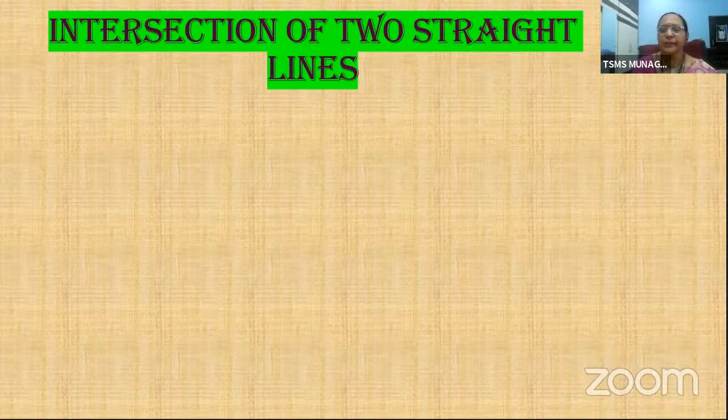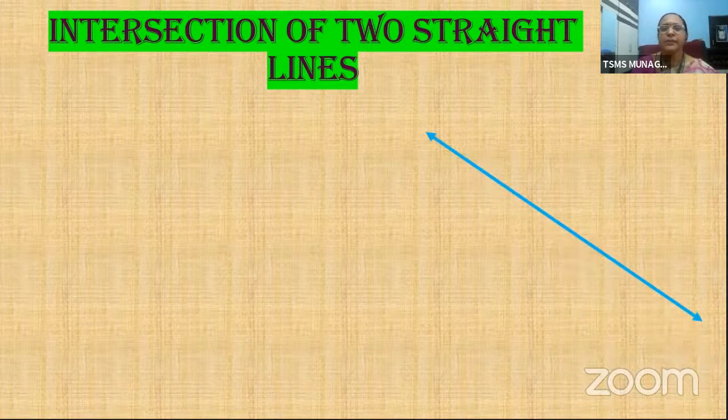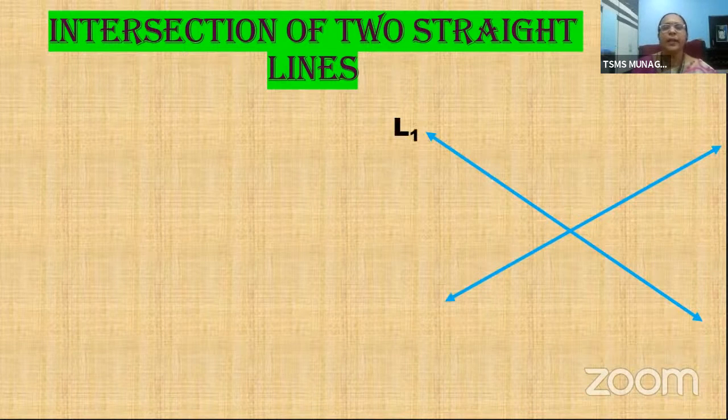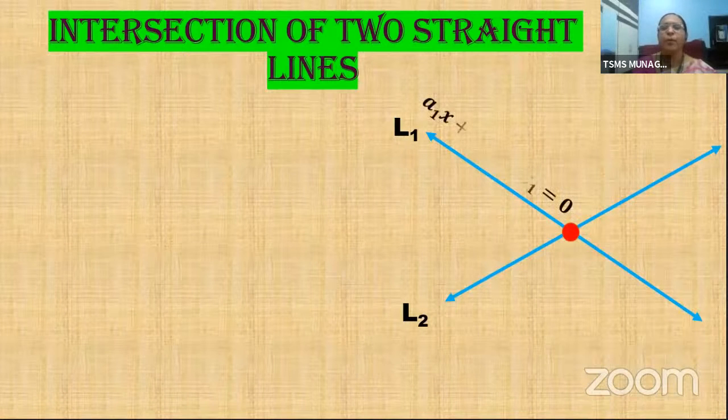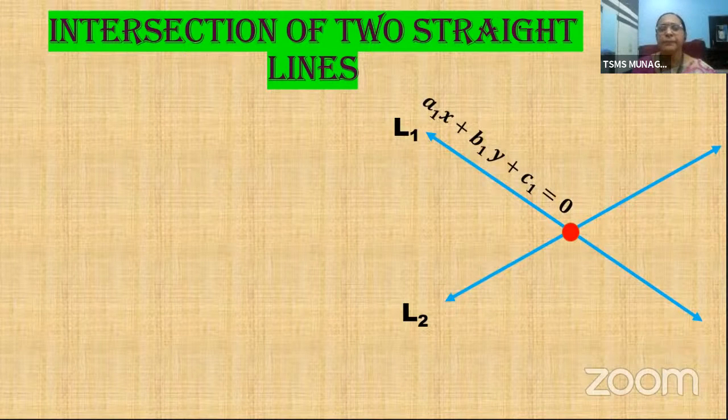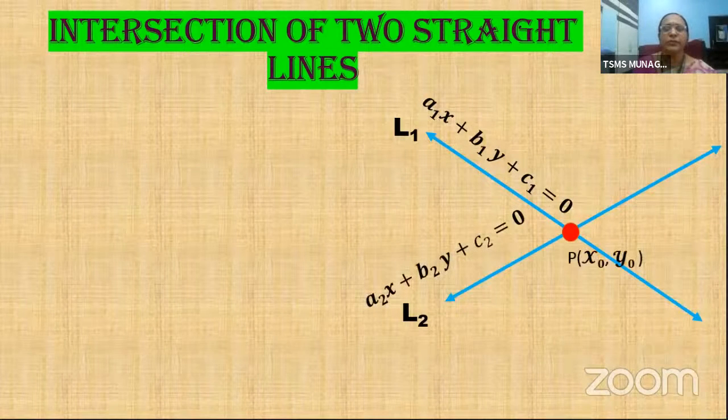Now let us go into the next topic, which is intersection of two straight lines. Now this is nothing new to you. You have already been learning this in your previous classes also. If there are two lines, L1 and L2, which are intersecting at a point P, and the equations of the lines are given by a1x plus b1y plus c1 equal to 0 and a2x plus b2y plus c2 equal to 0. These two are intersecting at the point P of x naught, y naught. Then how do we find P?